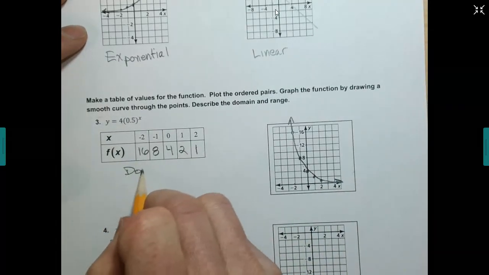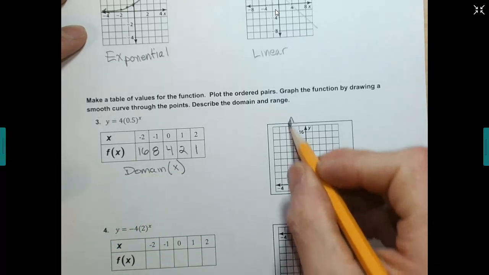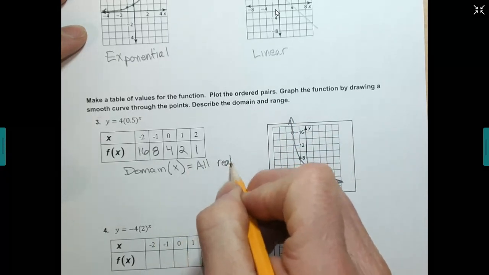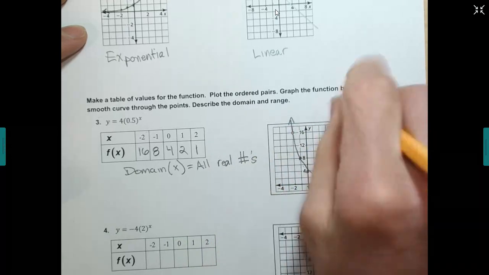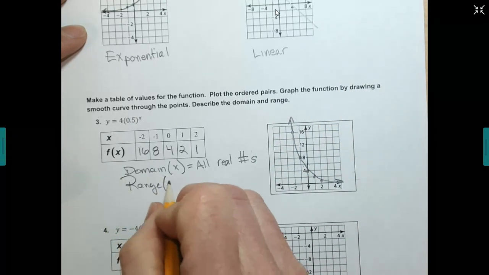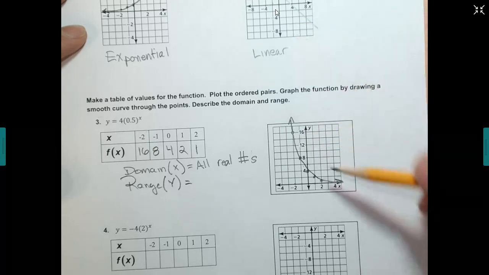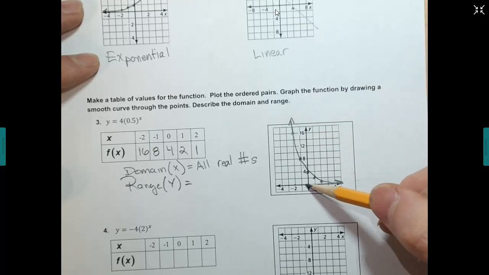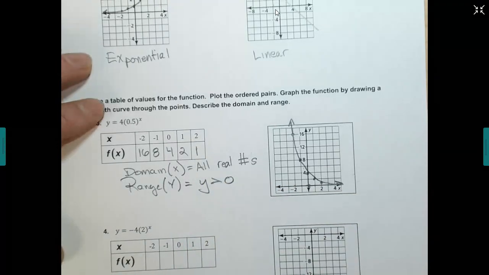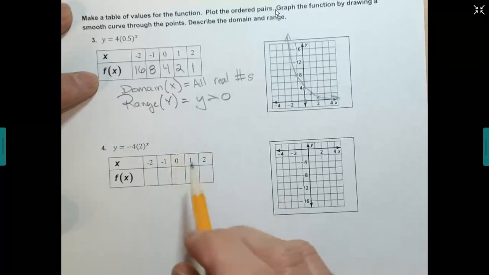Well, my domain is all of my x values. It goes on forever this way, and going high enough, it would go forever this way. So it's all real numbers. And my range, which is my y values, it'll go up forever. It'll come down, and it's going to stop at this line, which is 0. So y is greater than 0. All right, so pause the video if you need to make your corrections.